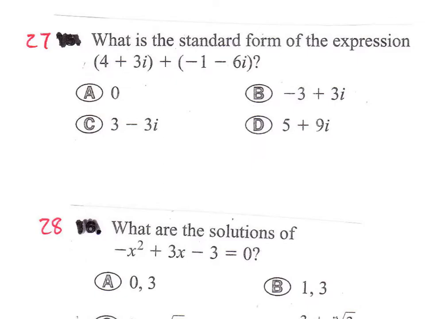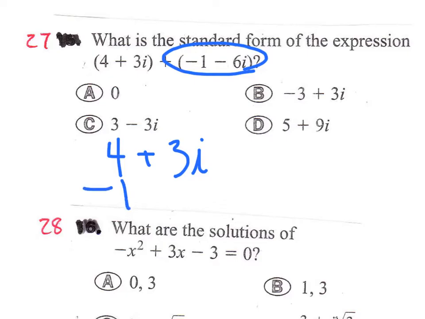Number 27, what is the standard form of the expression the set 4 plus 3i plus negative 1 minus 6i? All we've got to do is kind of bring this group and put it underneath like this. Okay, combine your like terms then, and add down.